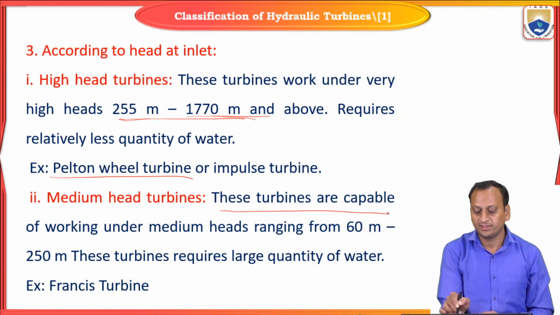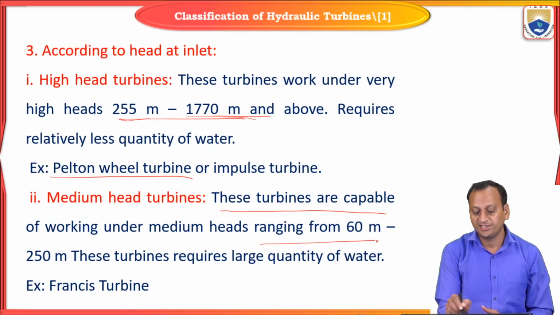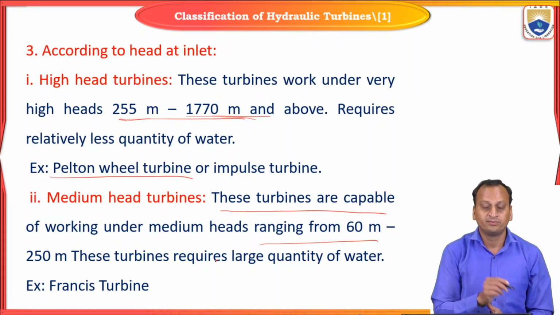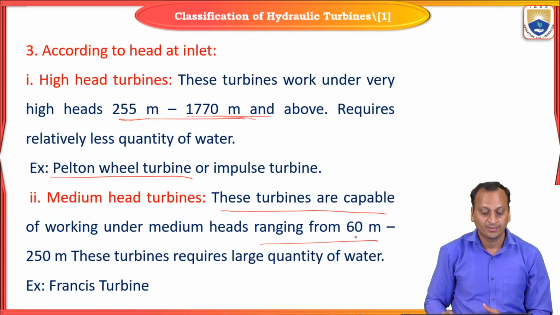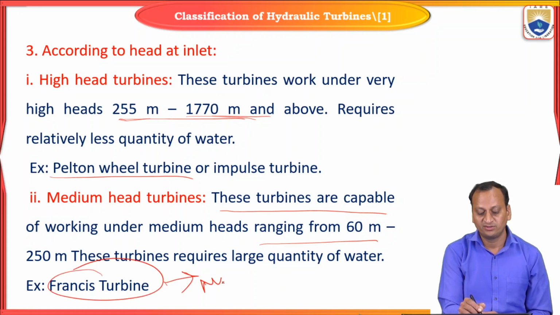Medium head turbines are capable of working under medium heads, ranging from 60 to 250 meters. So above 250 meters is high head, 60 to 250 meters is medium, and below 60 meters is low head. The medium head turbine is the Francis turbine, which is also a mixed flow turbine.